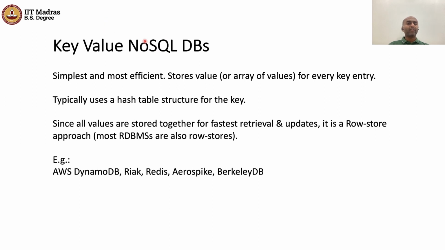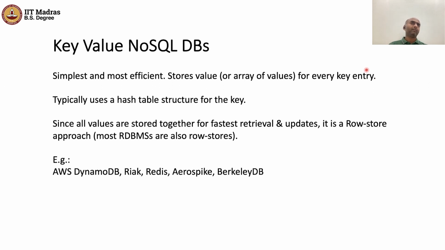Okay, the key value store is the most simple and efficient. Why? Because all it's doing is just storing a value for a key. In general, the value is actually not a singleton value. It could be like an array of values. The key is a critical element. The key becomes the index on which the entire table or the data set is indexed.